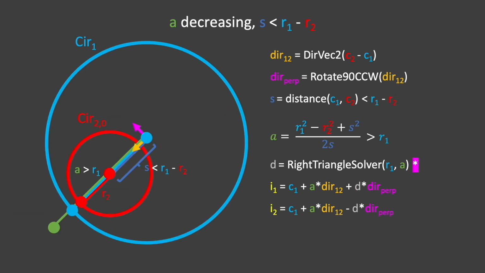Lastly, when A is decreasing and S is less than R1 minus R2, we once again find that there is no solution and degeneracy is reported by this right triangle solver module. So that means that our second degeneracy condition, which is our final degeneracy condition, is just whether this right triangle solver is flagging degeneracy or not. And so that means our algorithm works in all cases, except when the circles were concentric.